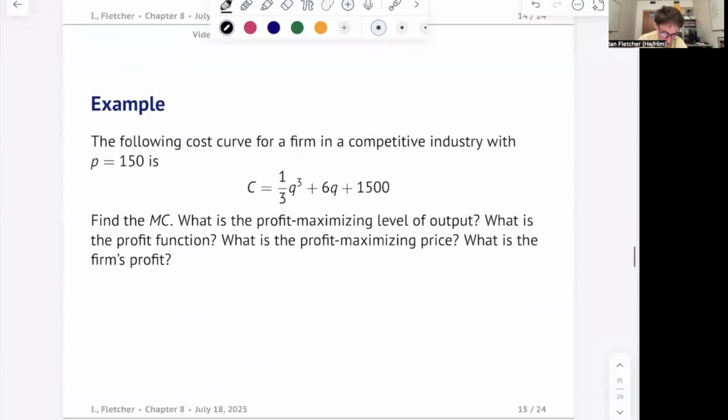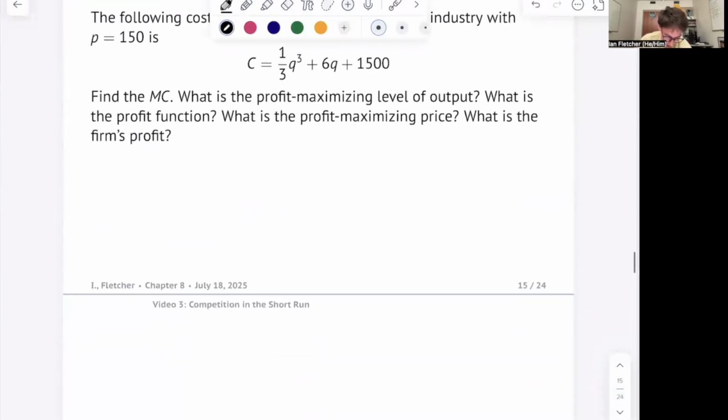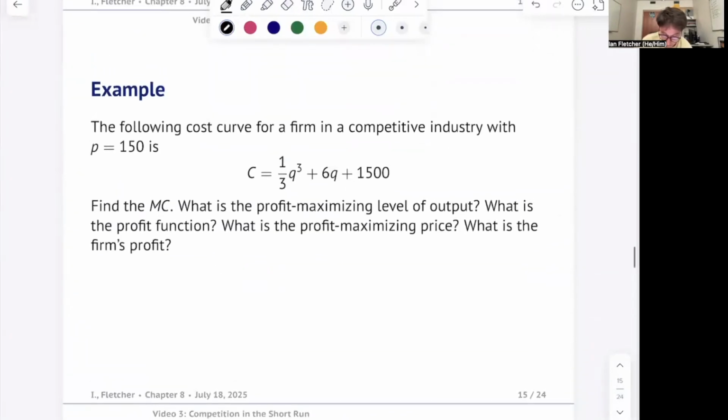So now let's do a second type of question. The following cost curve for a firm in a competitive industry with P equal to $150 is costs equal to 1/3 Q cubed plus 6Q plus 150. So first, let's find MC. Well, that would just be Q squared plus 6. And what is the profit maximizing level of output?